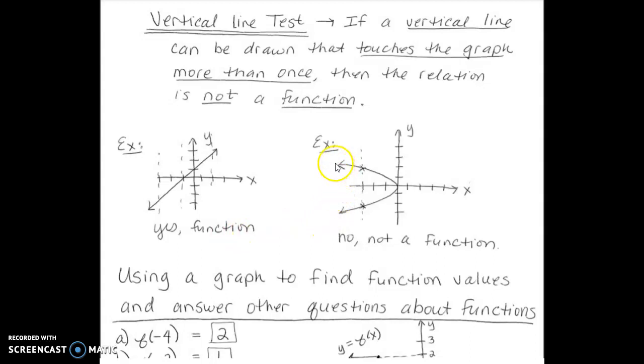However, on the second example, this time we have this sideways U. Here, I could draw a vertical line that would touch that in more than one place. So that would make this not a function. In this case, we were shown that x value looks like -3, right? Corresponds to a y value down here at -2, but that same x value also corresponds to a y value up here at +2. So that makes this not a function.